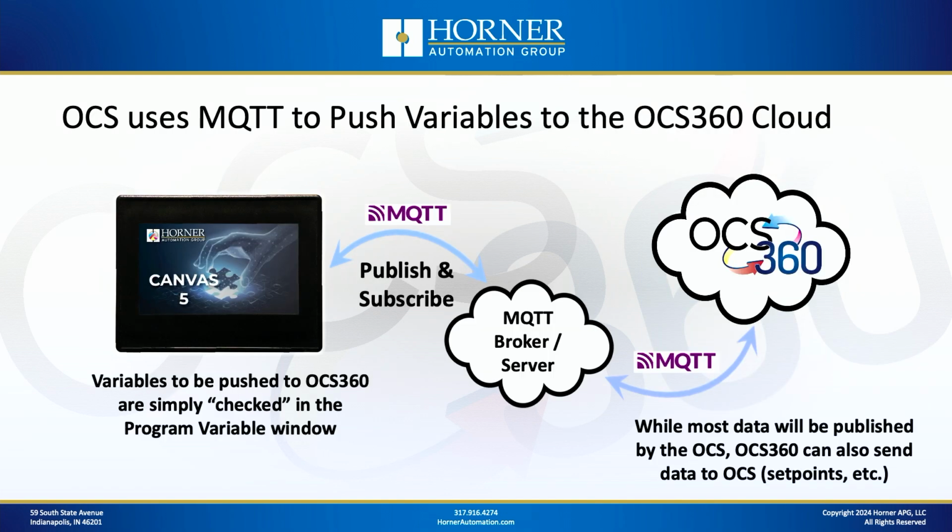Now, to demonstrate visually what we were talking about with Don in terms of the way data is sent to the cloud from the OCS, we use what's called MQTT, a special version of MQTT, for the OCS to, in a very lightweight fashion, push the data up to the OCS 360 cloud through what's called an MQTT broker server. Now, most of the data will be published by the OCS. In other words, it'll be processed data and other machine data that's native to the OCS, but there can also be some data that comes back the other direction from OCS 360. Maybe some set points, maybe some manual overrides, those sorts of things.